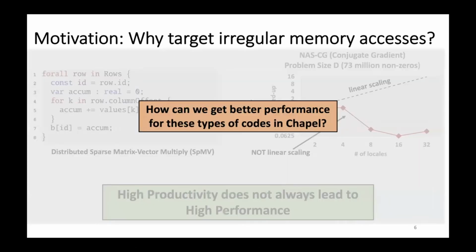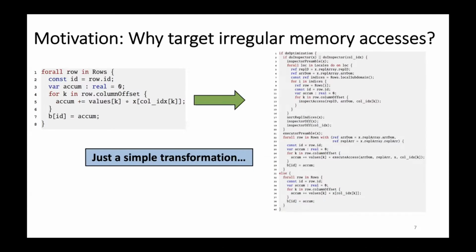What can we do to get more performance out of these codes in CHIUW? Now, if you're willing to sacrifice some productivity, you could do just a simple transformation, take your 8 lines of code and turn it into something more like 40 lines. And that's being a bit generous. There's actually a lot more code that's kind of hidden here. But the point being is you can manually optimize these codes to get better performance.